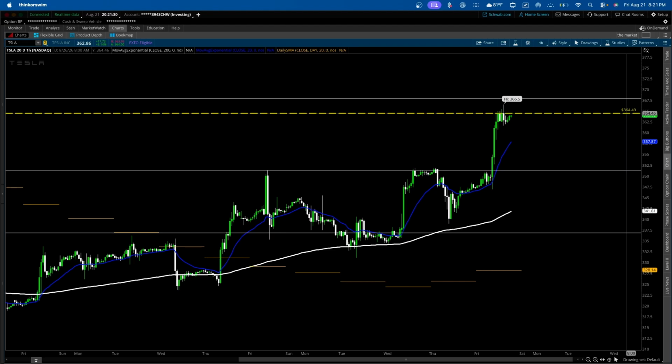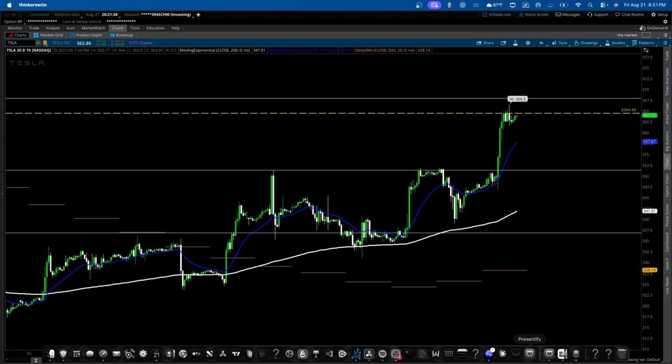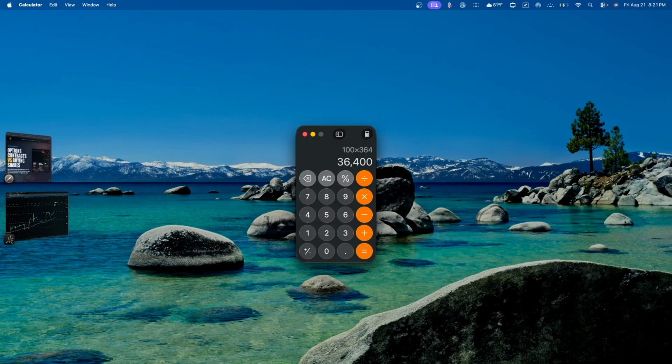So in order for you to control 100 shares in stocks, you would have to multiply $364 times 100, because you want to buy 100 shares. 100 times 364, that's $36,000. So you'll need $36,000 to control the same amount of shares you get in stock options for $300. Do you dig what I'm saying? So that's the difference, people.